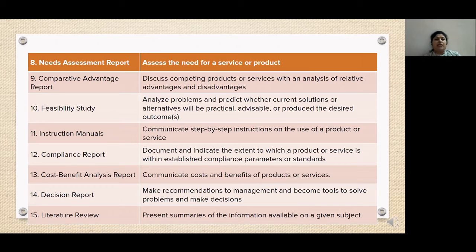Then we have compliance report, a document which indicates the extent to which a product or service is within established compliance parameters or standards. Now, compliance report means that government organizations or certain institutions fix certain benchmarks. Compliance means whether you are doing it or not, you have to tell whether you are providing those things.